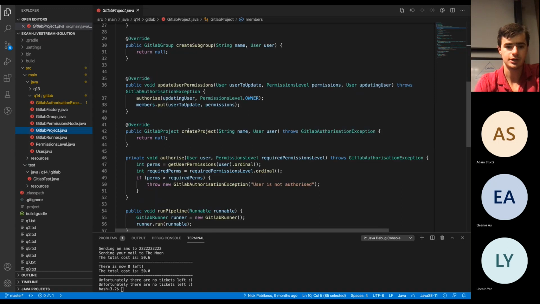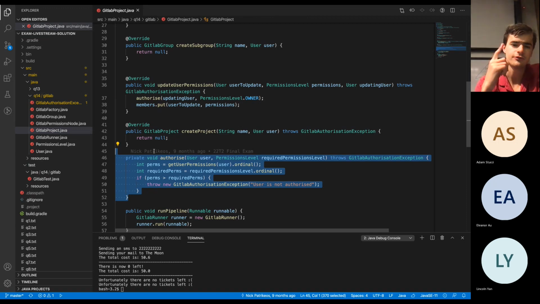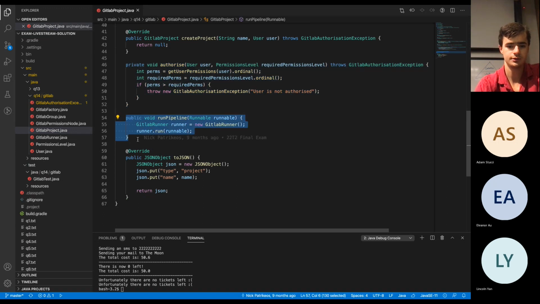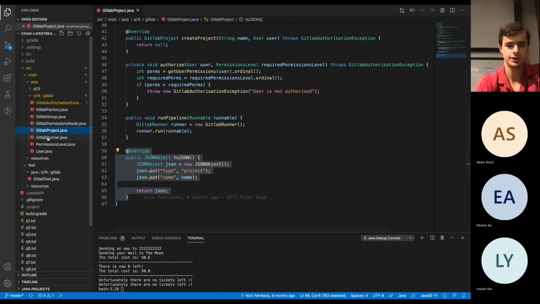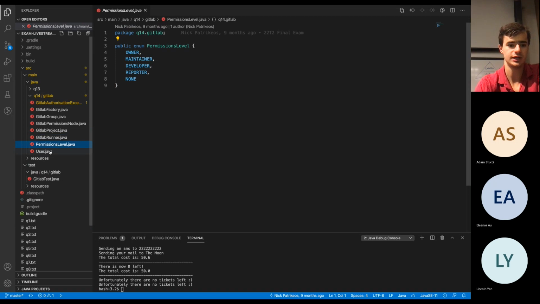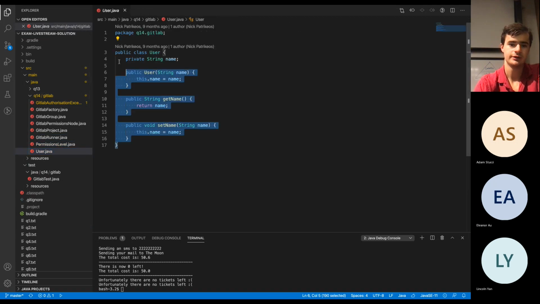Update user permissions. Oh, we're doing more authorization. I think I've seen this authorization function before. That's interesting. Okay, more repeated code. Then we've got this run pipeline and toJSON. Okay, GitLab runner, not much going on there. Permissions level, that's just an enum, and then user, that's a data class, might be a code smell, we'll see.